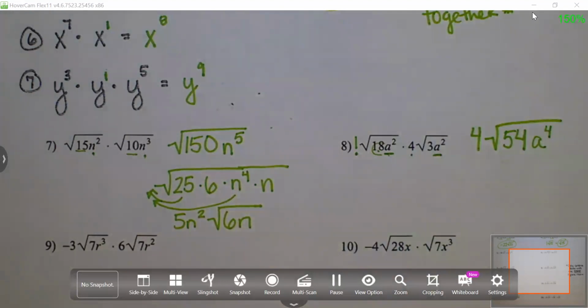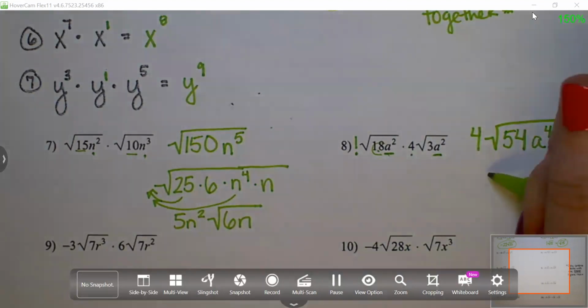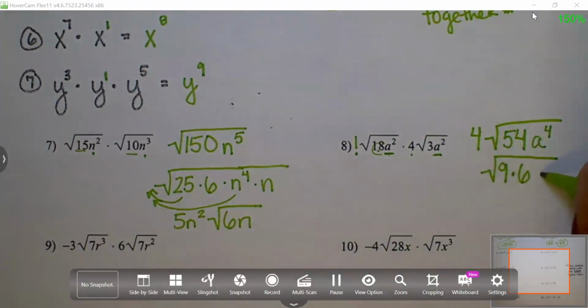Now I need to start simplifying. I need to break down that 54. A perfect square that 54 can be divided by is 9. 9 times 6 is 54. A to the fourth is an even exponent, so I'll keep it the same. This 4 in front just drops down.